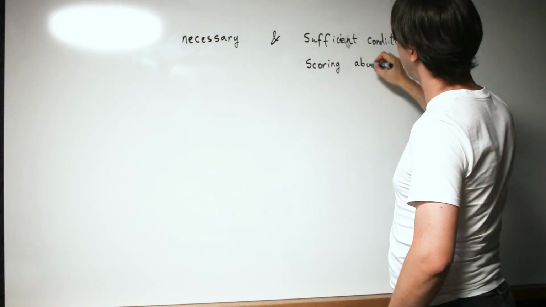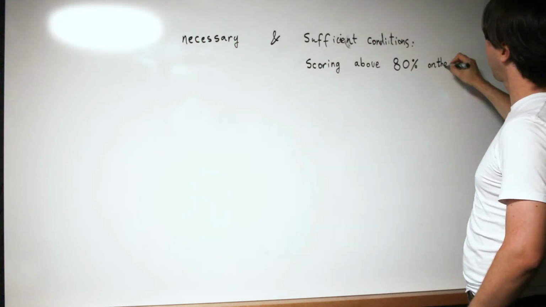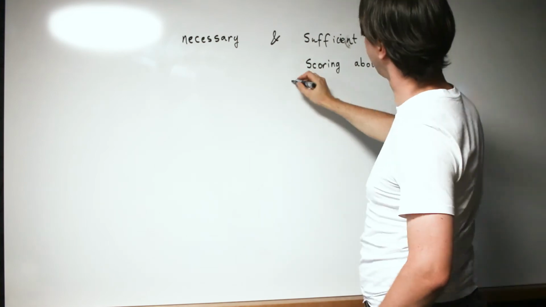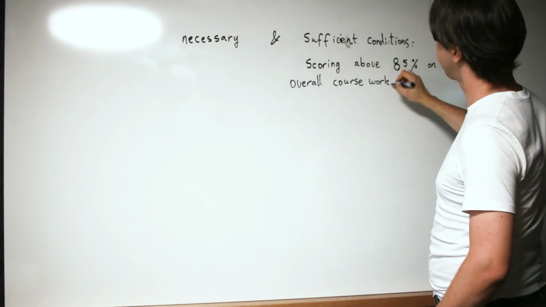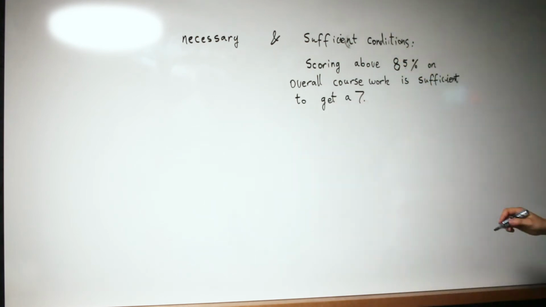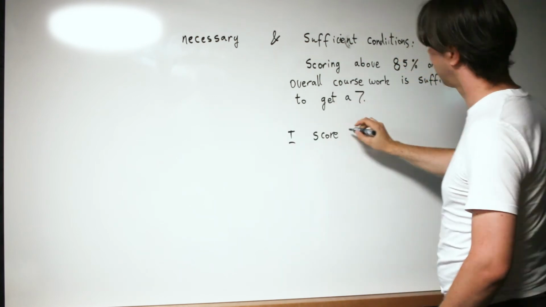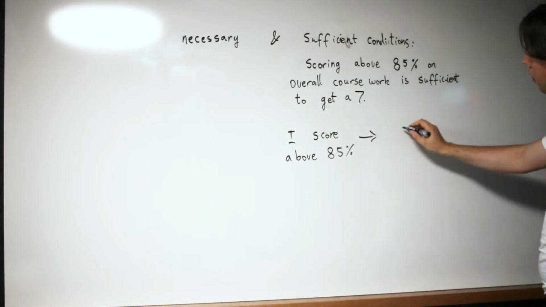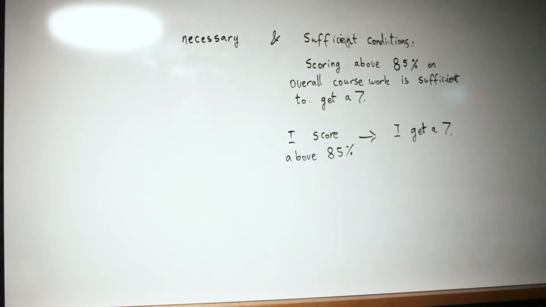Now let us say that scoring above 85% in all university coursework is sufficient to score a 7. In the Australian grade system, 7 is the highest that the grades go. This means that this condition alone will guarantee the result. However, it may not be the bare minimum necessary to get the result. For instance, scoring 100% is also sufficient to get a grade of 7, but not necessary.